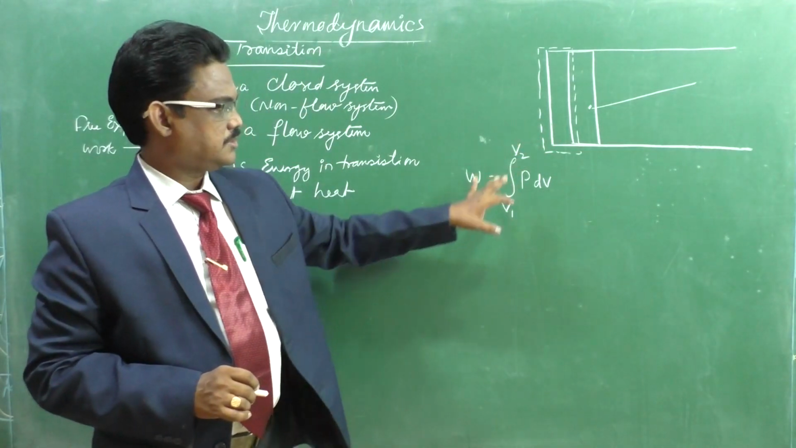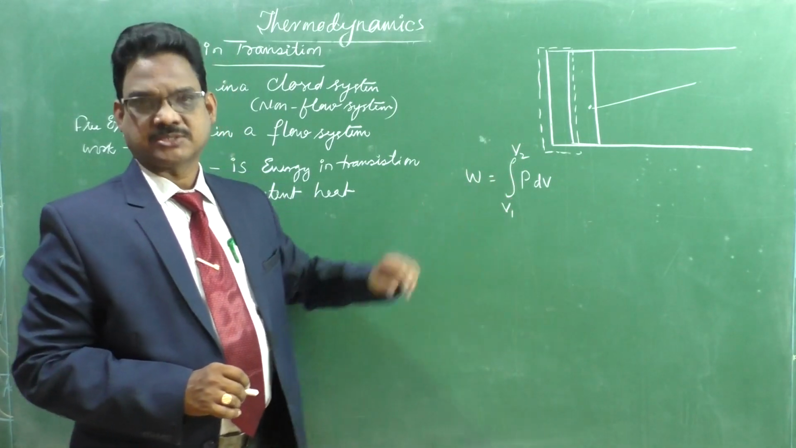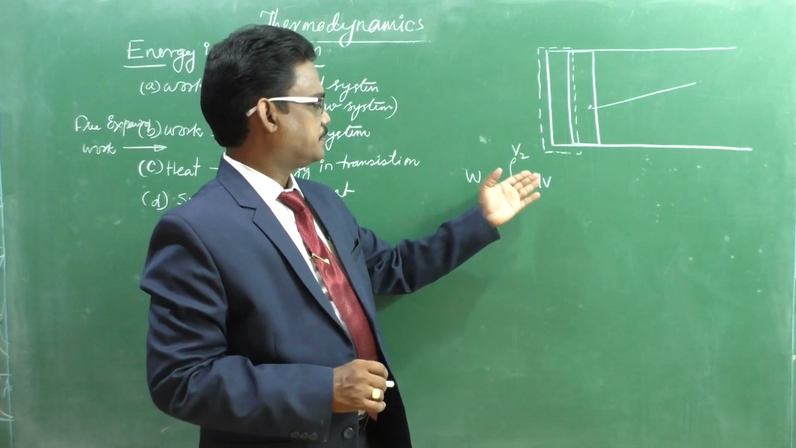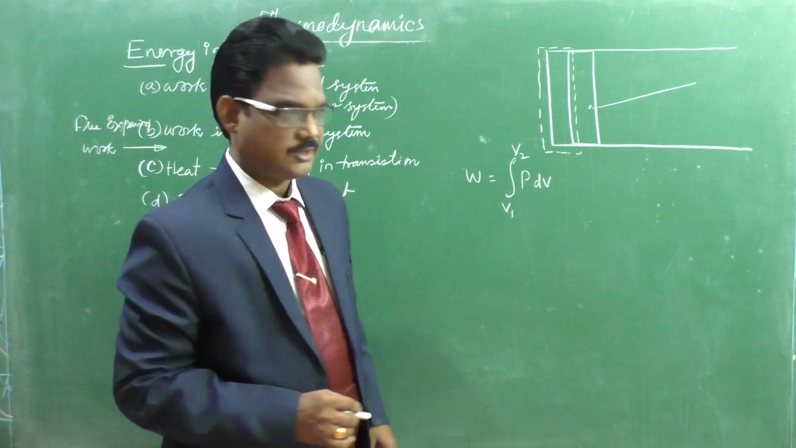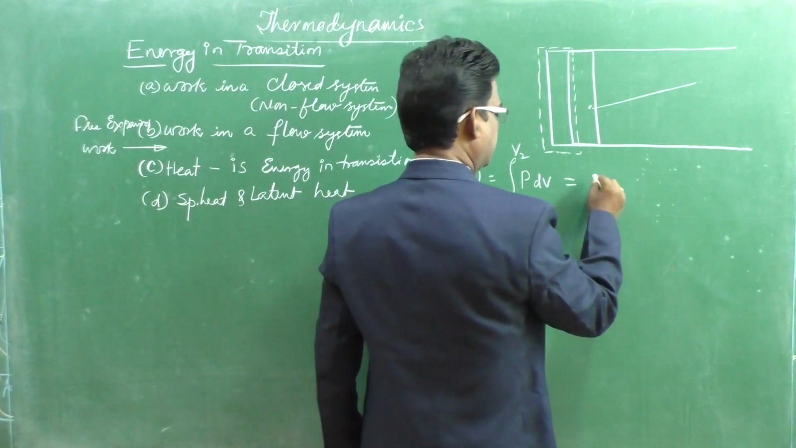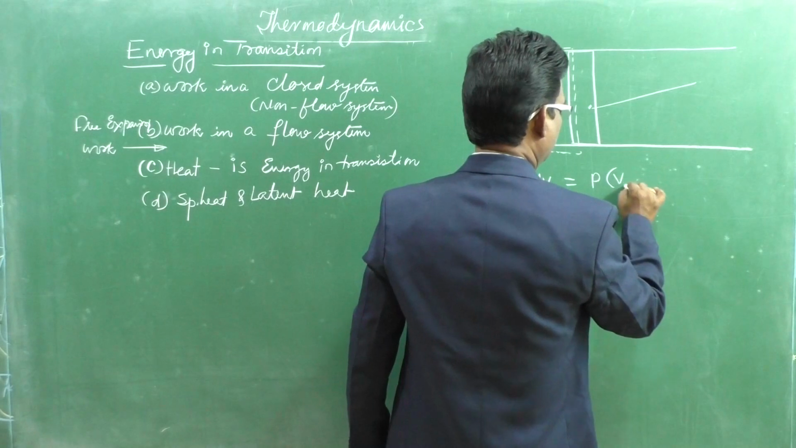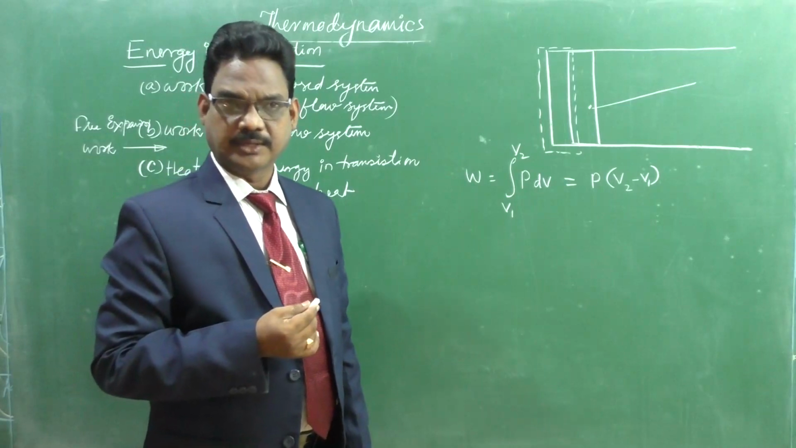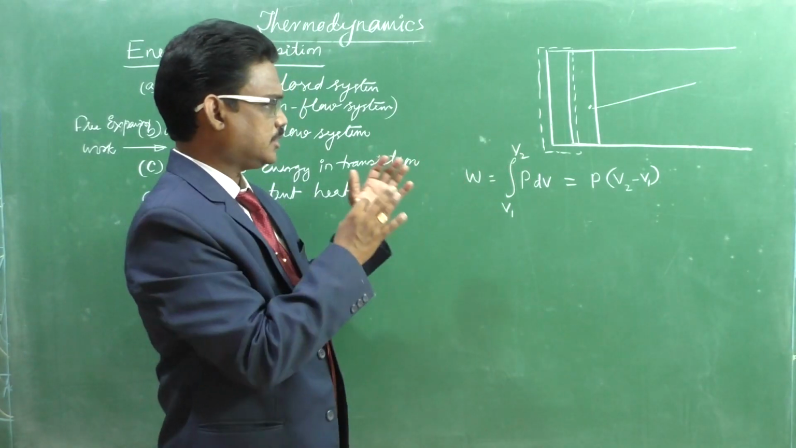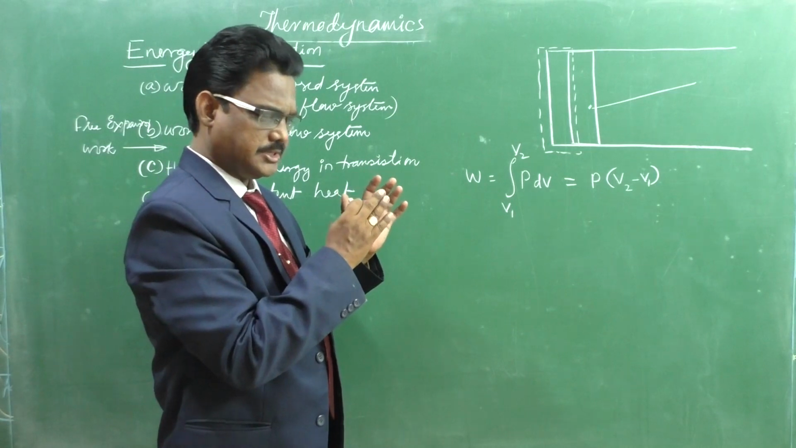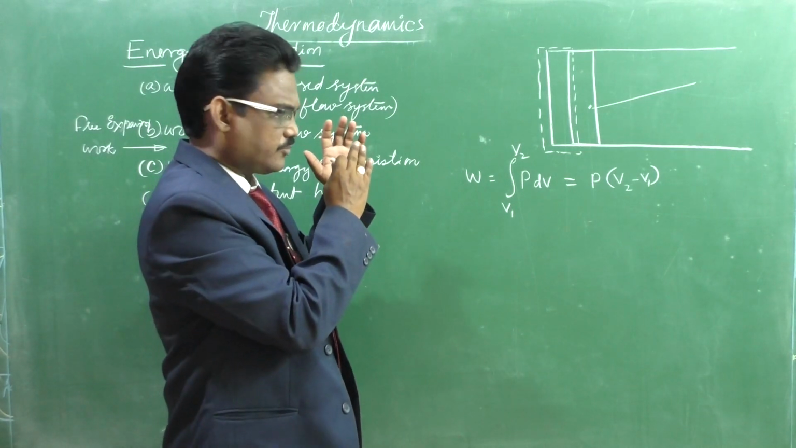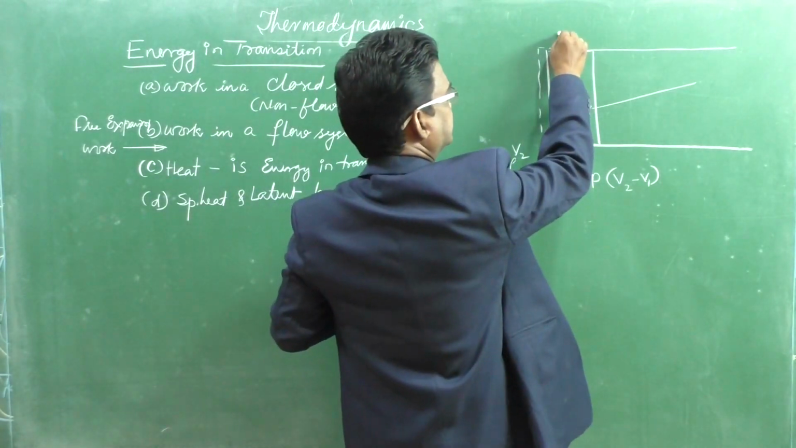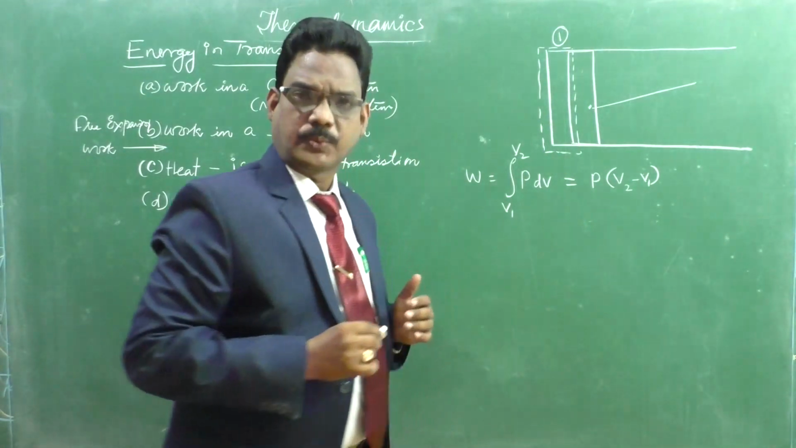Already the derivation portion is explained in the last video, right? Now, the work done is equal to integral P dV in the limits of V1 and V2. After the integration, it will give us P into (V2 minus V1). Here, the work is from first state to second state. Initially we can consider this as state 1.